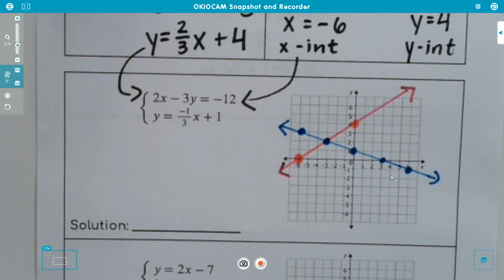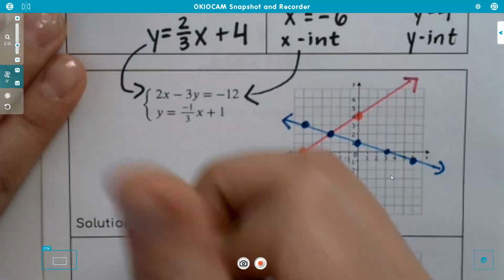Okay, my intersection there, my solution, is the point (-3, 2). I go left 3, up 2. That is my solution.